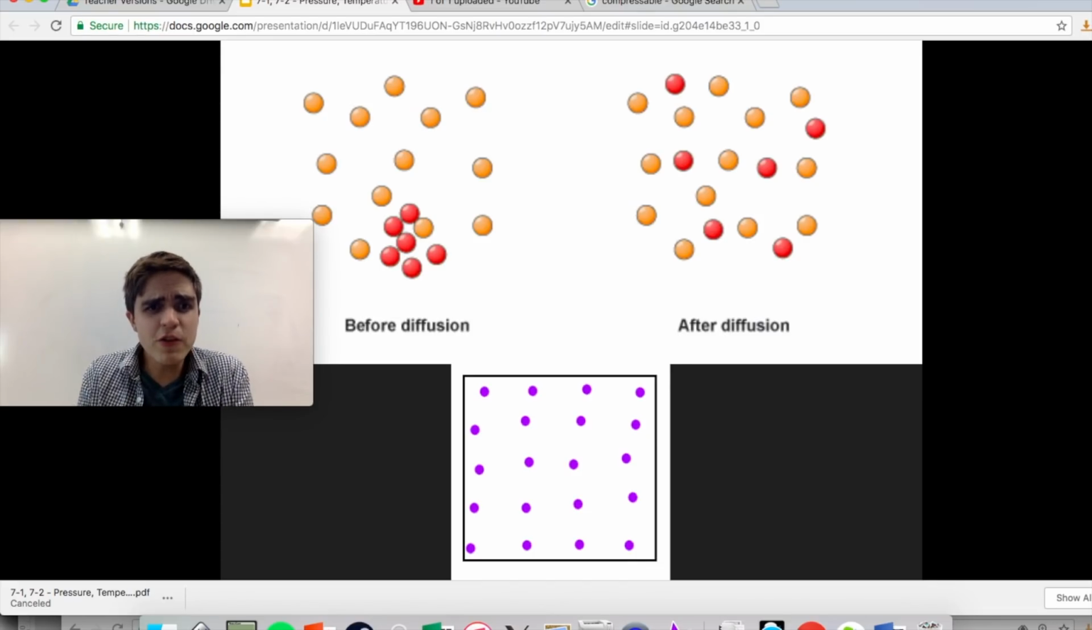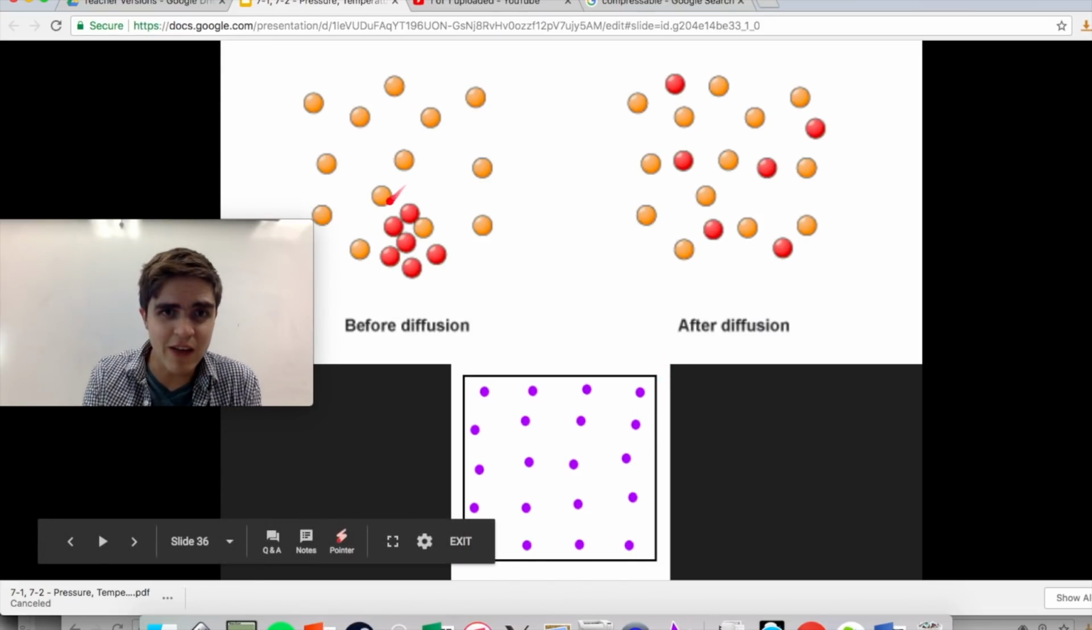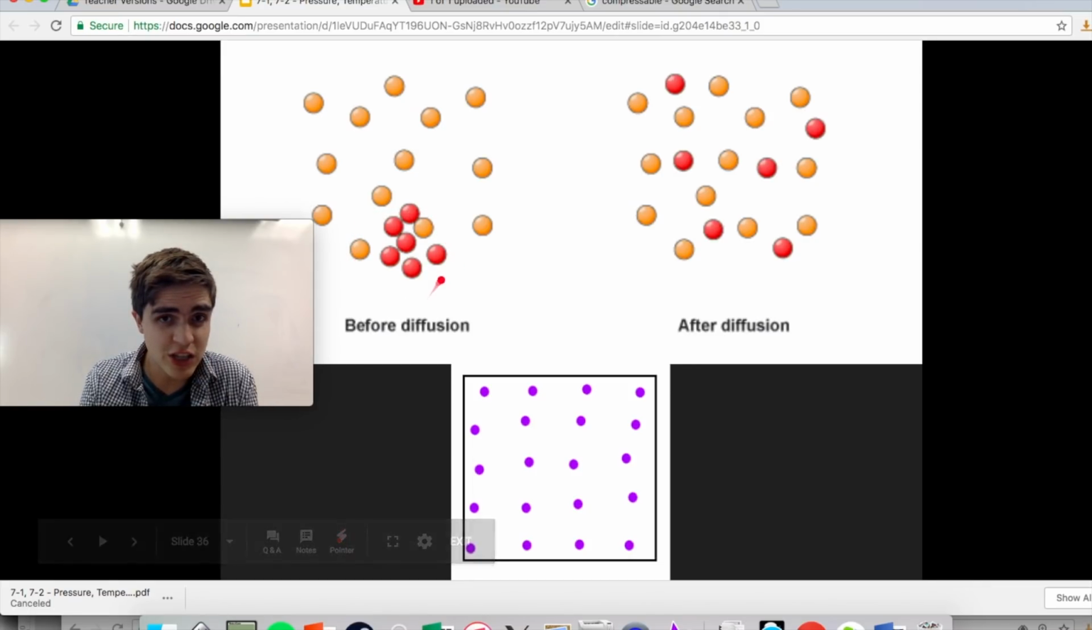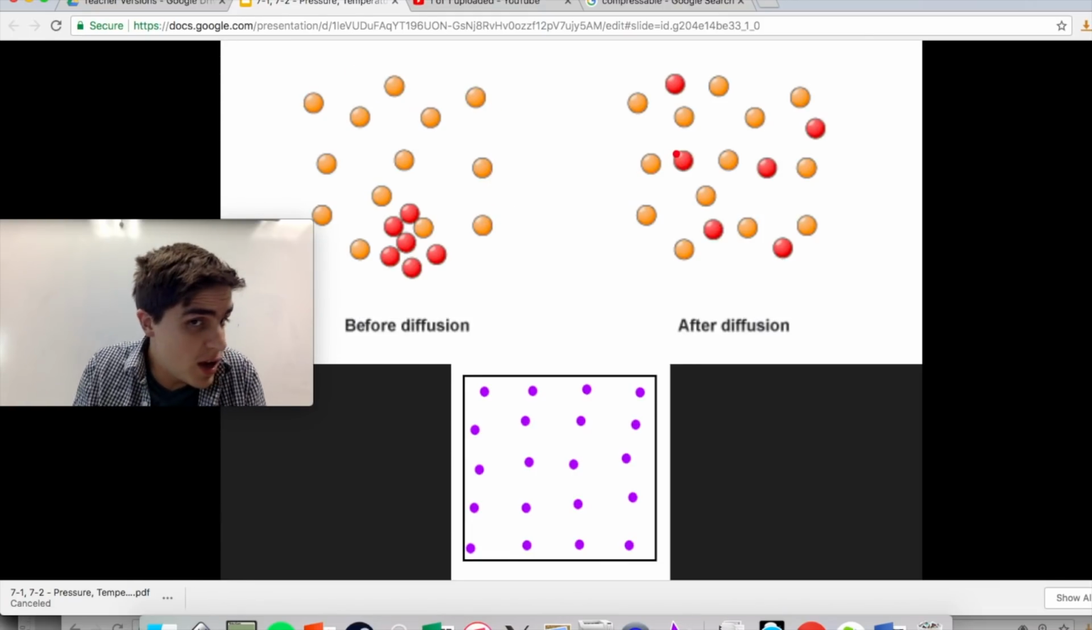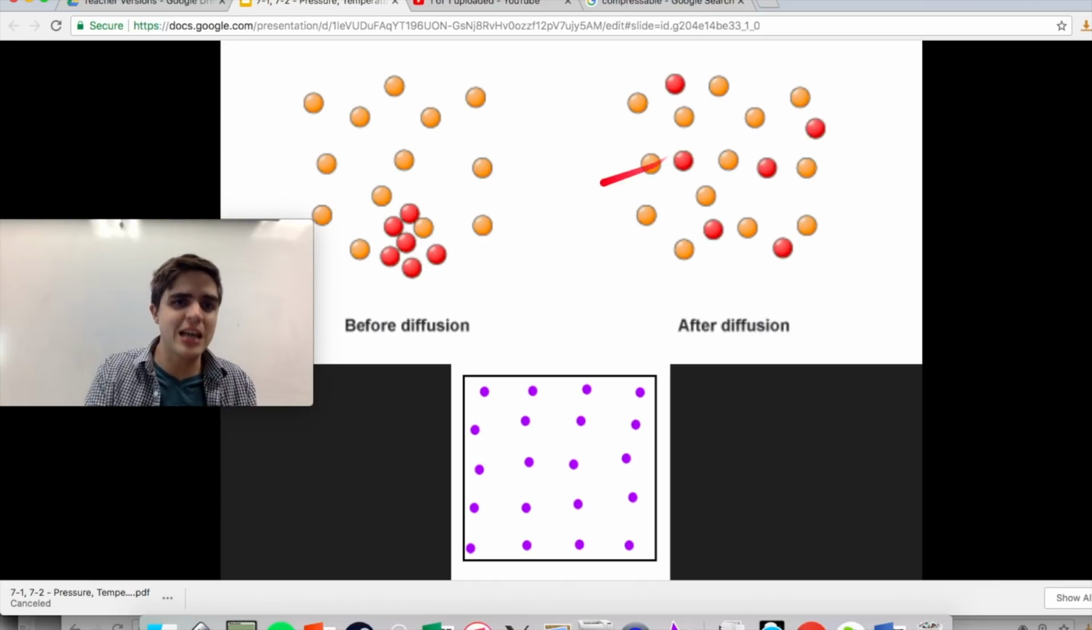Now, diffusion just works like, let's say I've got this gas that's really under a higher pressure or a high concentration. Like this red gas is in a small area and the orange gas is spread out evenly. The orange gas isn't going to change. It's already happily there. But this red gas being tight together, it doesn't like that. So over time, it's going to move and spread out.